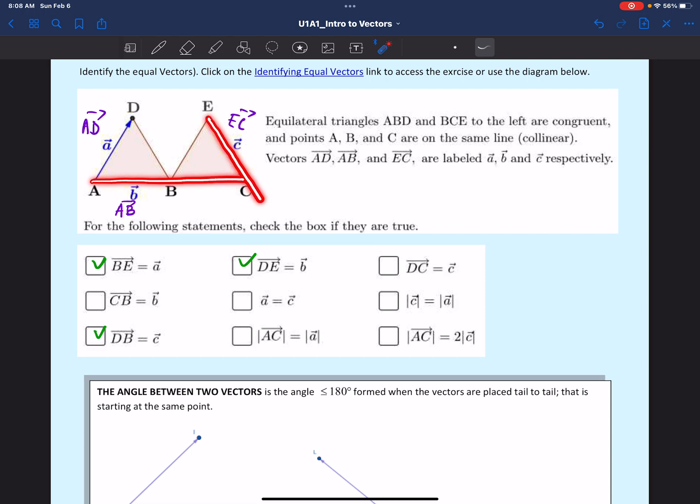Now the magnitude of AC, which is from here to here, and twice the magnitude of C, which means from here to here. So these two lengths are equal. So we're going to put a check mark here. Magnitude of C equals magnitude of A. Almost forgot this. We're talking about their magnitudes, so just their lengths. The lengths are the same, so I'll put a check mark there.